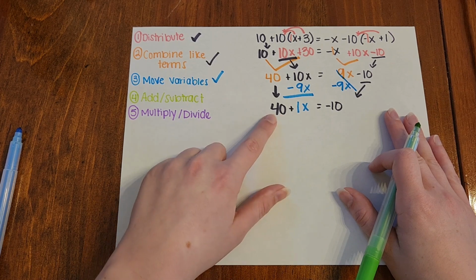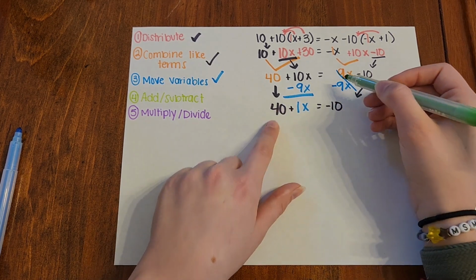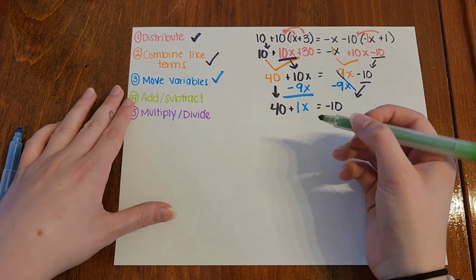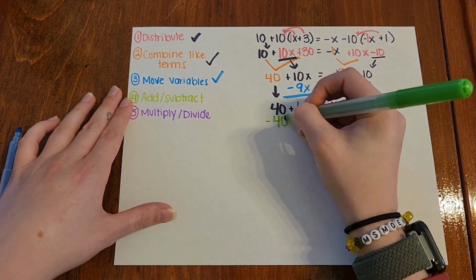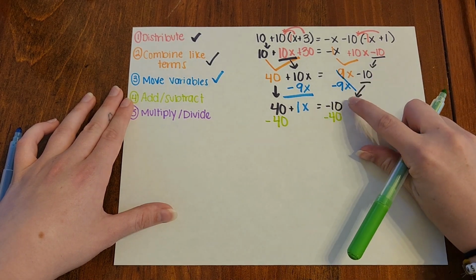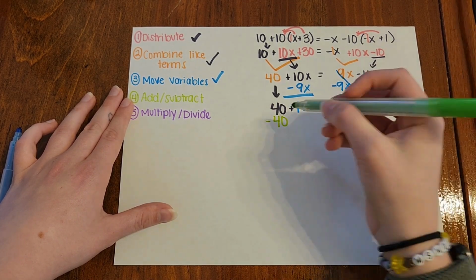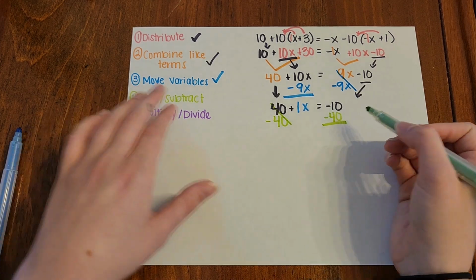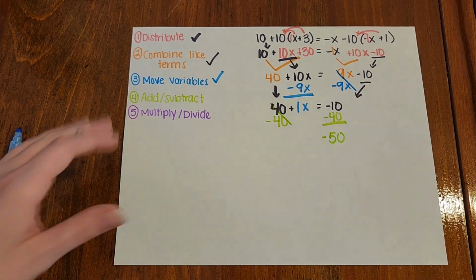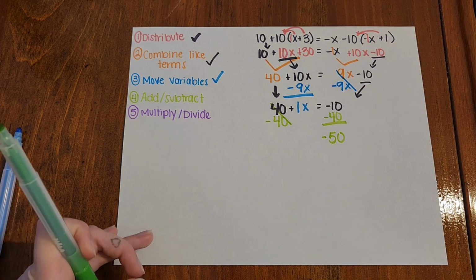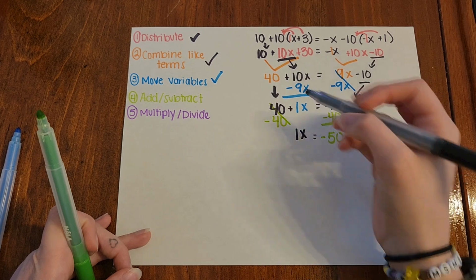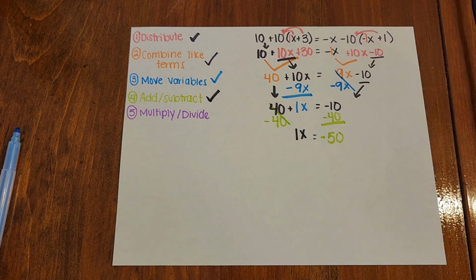And like I said up here, this 40 is positive, so the opposite of positive is negative or subtraction. So I'm going to subtract that 40 to the other side. This negative 10 doesn't have a letter, and neither does the 40, so they're like terms, and we can combine them. Negative 10 minus 40 is negative 50, and I'm going to bring down everything else in that equation that we didn't use, the equal sign and the 1x. So that is our fourth step.